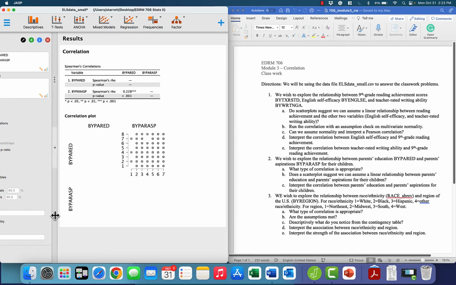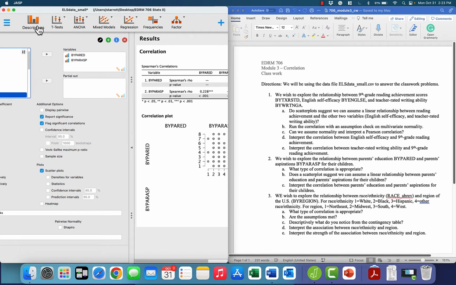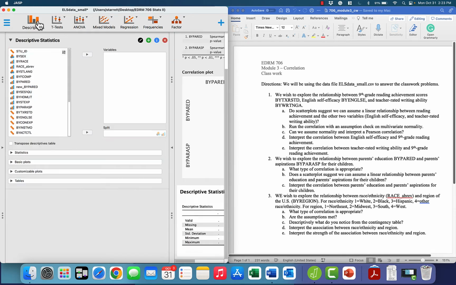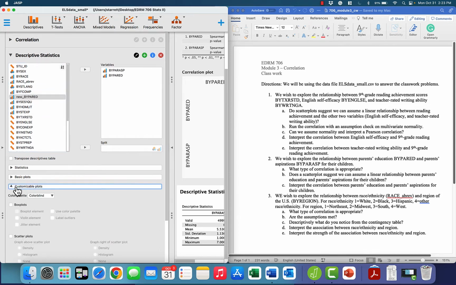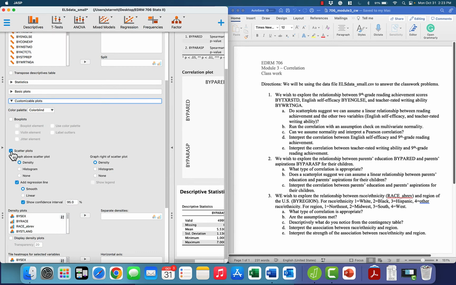So just to be safe, let's go over to descriptives. And let's put in parent aspirations and parent education. And let's do a scatter plot. And let's see.